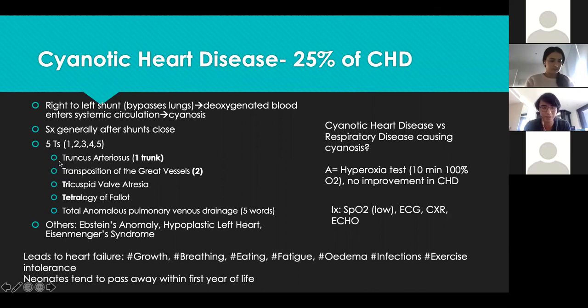And you can use your differentials by using the 5 T's or 1, 2, 3, 4, 5 rule. So Truncus arteriosus, which we'll talk about more in a bit, is really just one trunk. So that's 1. Transposition of the great arteries. So aorta, pulmonary artery are switched. That's 2 vessels. Tricuspid valve atresia, basically you get a non-developed tricuspid valve. So 3. Tetralogy of Fallot, it's got 4 pathologies and tetra means 4. And then total anomalous pulmonary venous drainage is 5 words. So, it's like a 5.